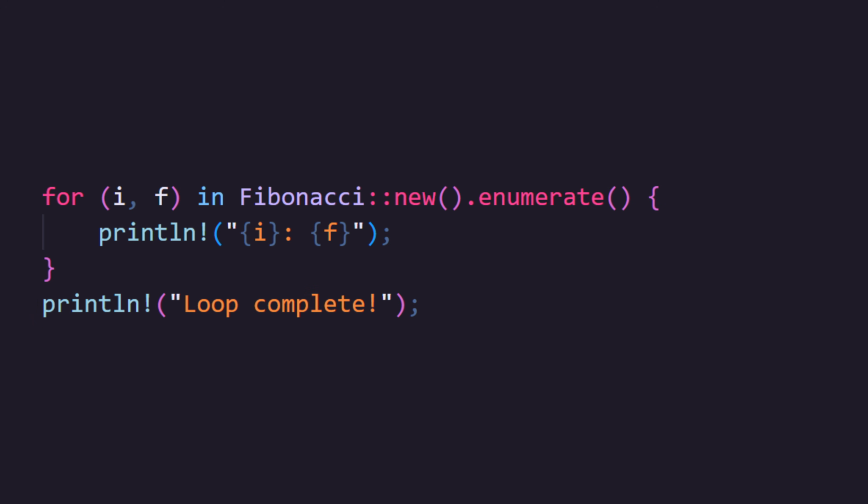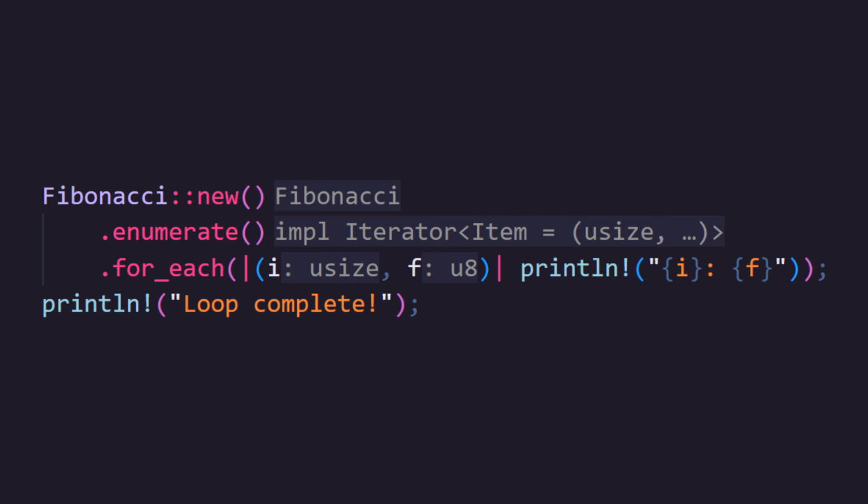The last consuming method I wanted to talk about is for each. It lets you do something with each item in the iterator without returning anything. The simplest example might be if we went back to our Fibonacci sequence. Instead of printing the value in a loop, we can do it in for each.